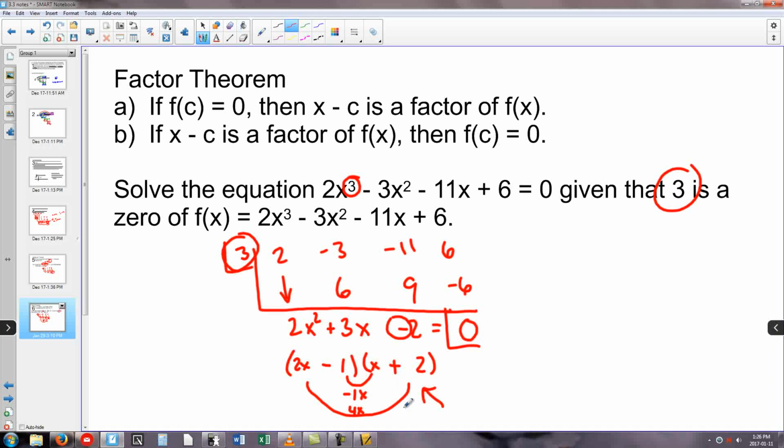Well, I still need to tell what makes these two parentheses 0. Over here on the right, a negative 2 would work. Over here on the left, you have to switch the sign and divide by that 2, which makes it 1/2. And then, of course, we have our 3 that we started with. We found all 3 solutions.